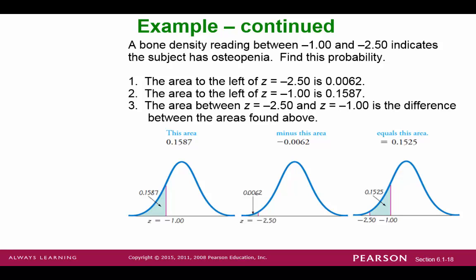Let's do one more example where we're looking for the bone density reading between negative 2.5 and negative 1. That region is given by this last graph over here. What we want to do now is to use our calculators again. We're going to identify the low value, which is negative 2.5, the high value, which is negative 1, and then use the same mean and the same standard deviation.